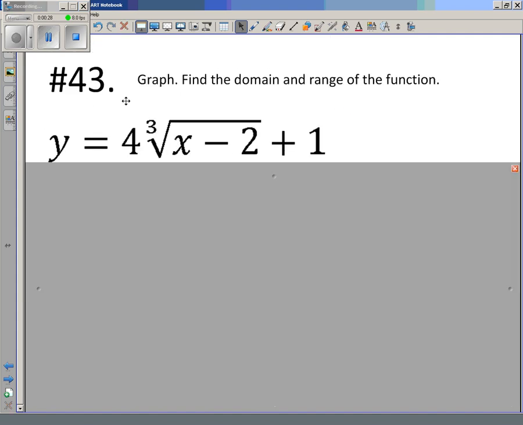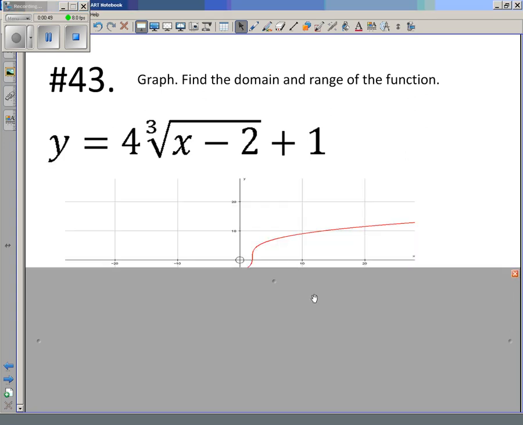For your next example, graph y equals 4 times the third root of x minus 2, plus 1. After, find the domain and range of each function. To begin graphing, move your starting point to the right 2 units and then up 1 unit. From there, graph the function as it normally is for the third root, except know that because it is multiplied by 4, your graph will be steeper.